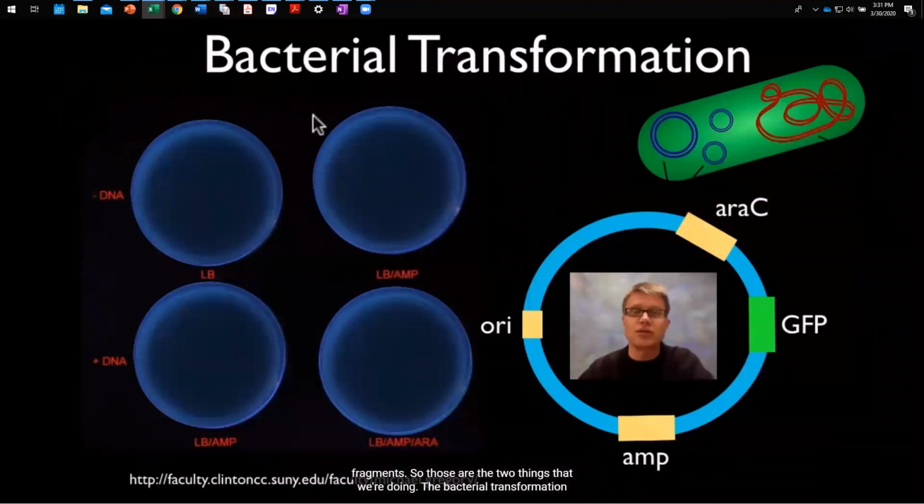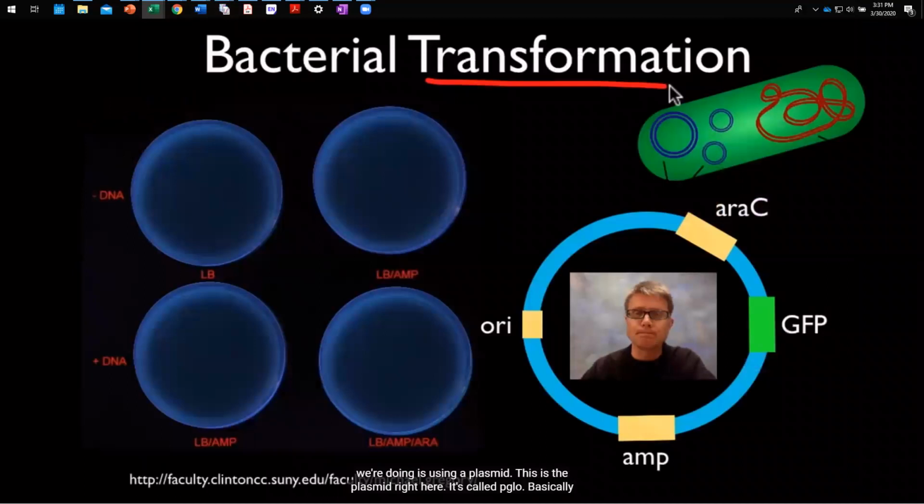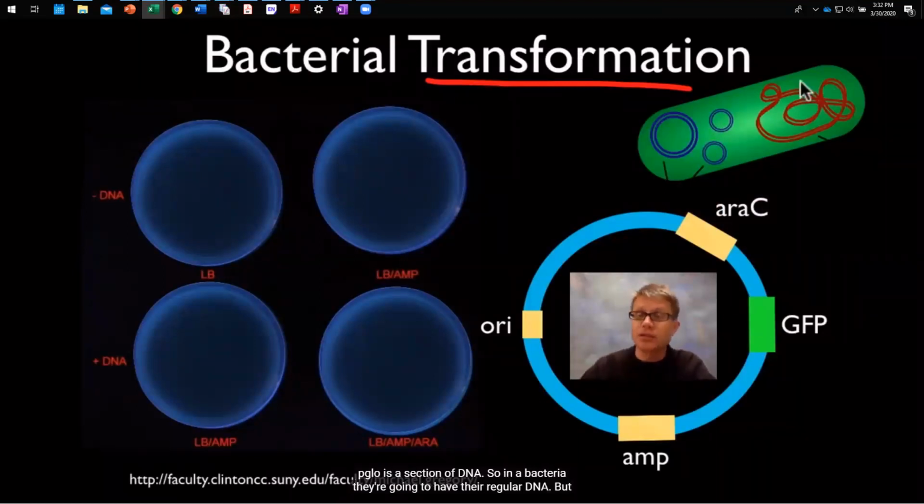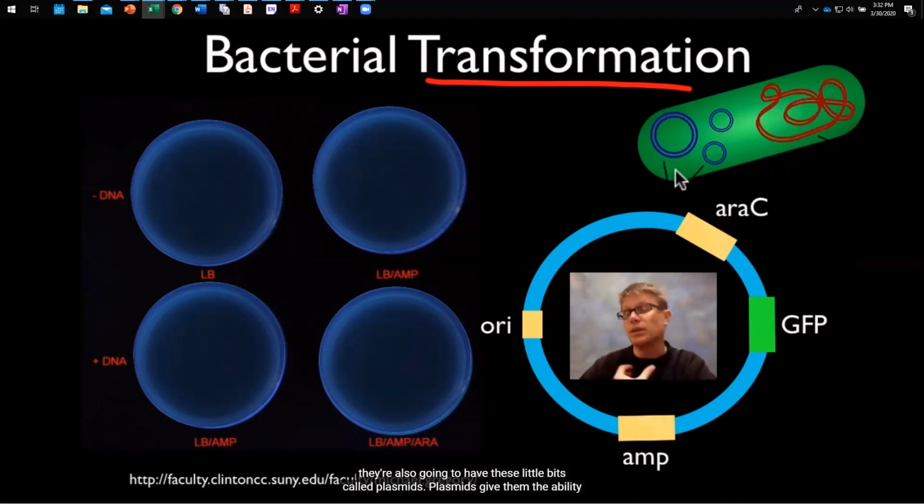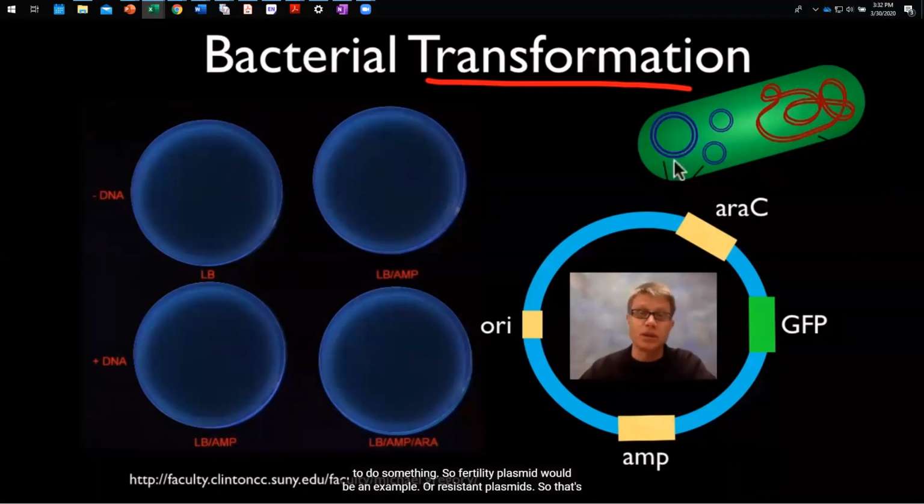The bacterial transformation we're doing is using a plasmid. This is the plasmid right here. It's called P-Glow. Basically, P-Glow is a section of DNA. So in a bacteria, they're going to have their regular DNA, but they're also going to have these little bits called plasmids. Plasmids give them ability to do something. So a fertility plasmid would be an example, or resistant plasmid. So that's going to be one that gives bacteria antibiotic resistance. And so in this plasmid, it's been engineered. In other words, it's been built by humans.